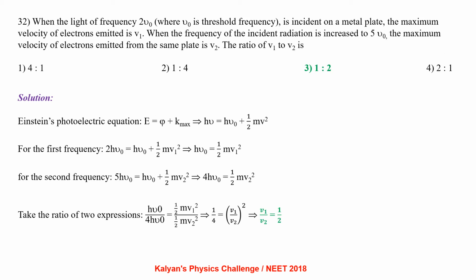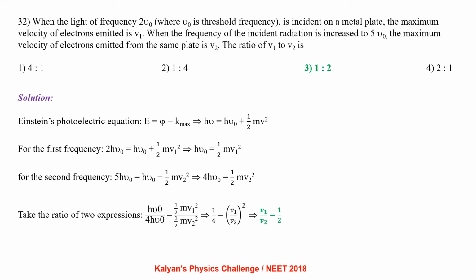When the light of frequency 2 nu naught, where nu naught is threshold frequency, is incident on a metal plate, the maximum velocity of electrons emitted is v1. When the frequency of the incident radiation is increased to 5 nu naught, the maximum velocity of the electrons emitted from the same plate is v2. Then the ratio of v1 to v2 is.